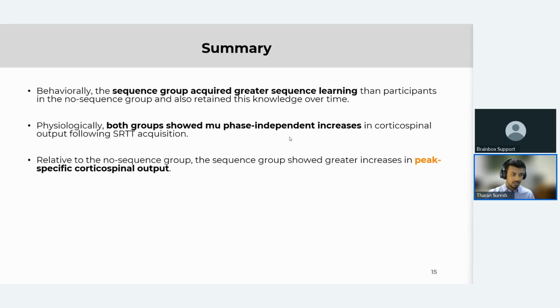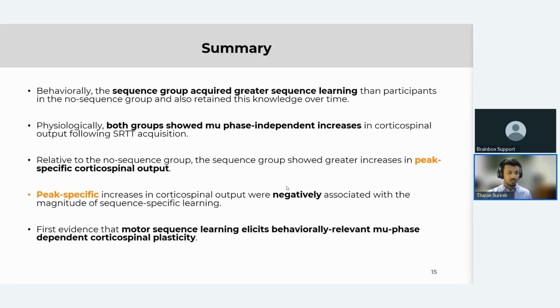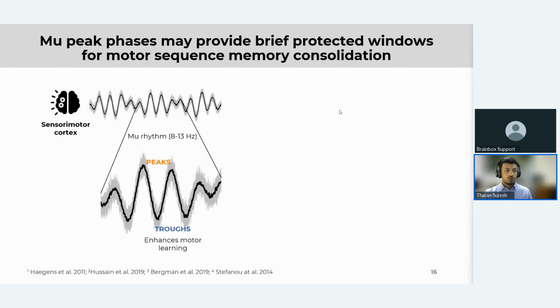This is the three-way interaction and the group-specific follow-up models that I presented earlier. And these peak-specific increases in corticospinal output were negatively associated with the magnitude of sequence-specific learning, the last plot I showed. Together, the findings provide first evidence that motor sequence learning elicits behaviorally relevant mu phase-dependent corticospinal plasticity. So what do these results mean, right?